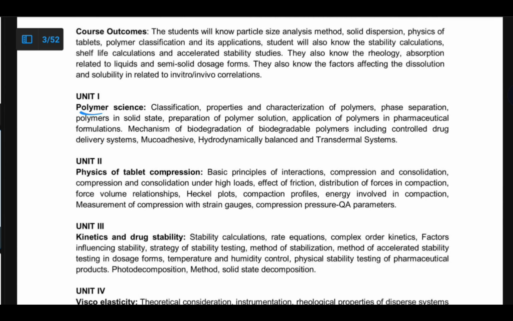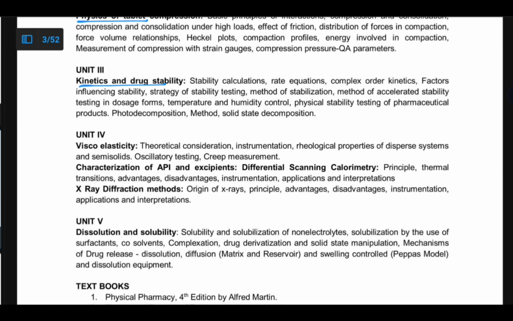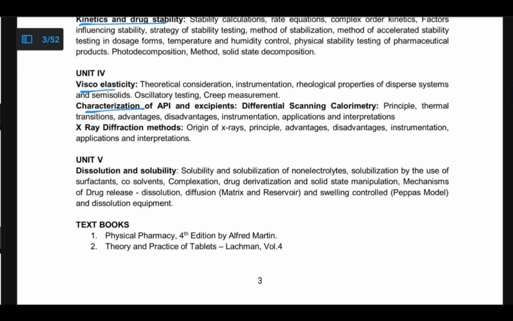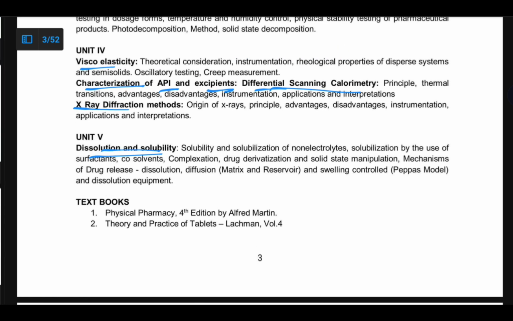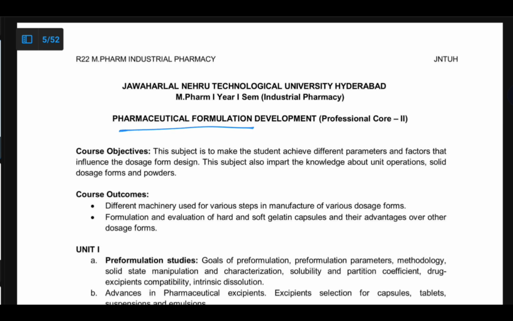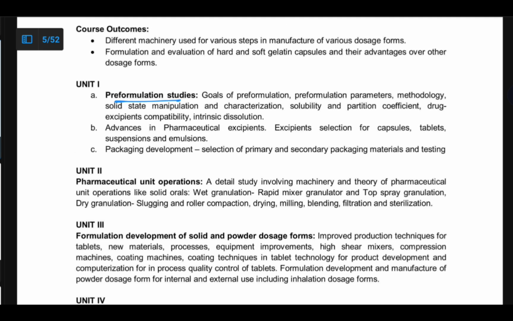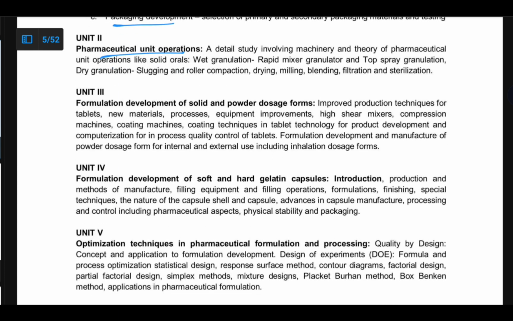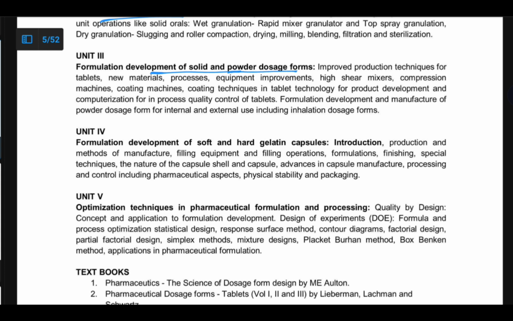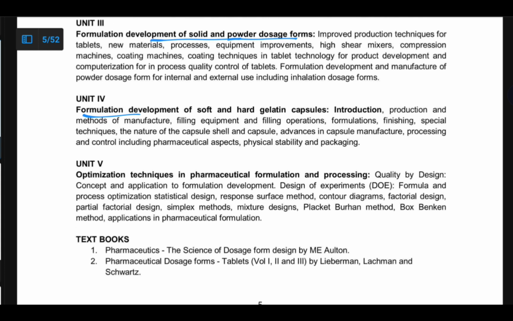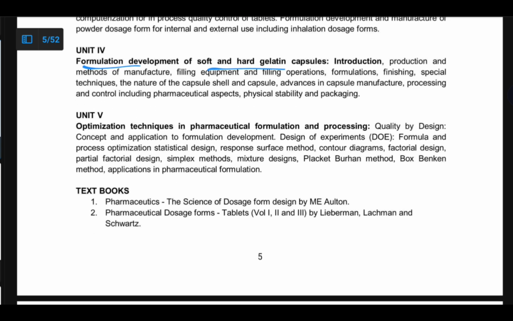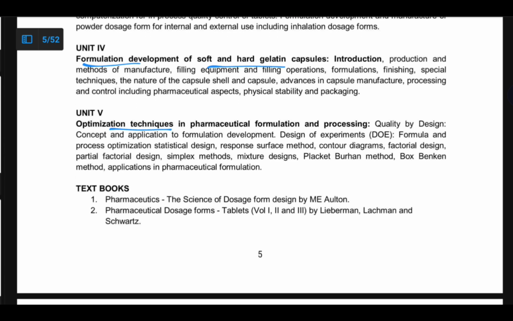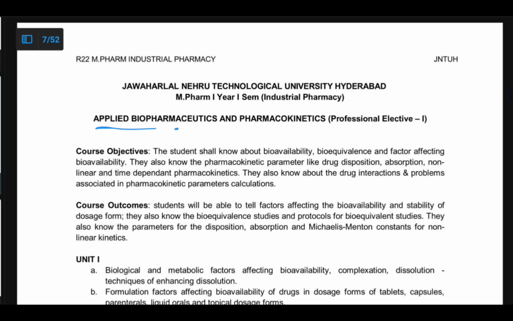In this we have polymer science, physics of tablet compression, kinetics and drug stability, viscoelasticity, characterization of API and excipients, differential scanning calorimetry, X-ray diffraction, dissolution and solubility. Pharmaceutical formulation development. In this we have pre-formulation studies, advances in pharmaceutical excipients, packing development, pharmaceutical unit operations, formulation development of powder dosage form, formulation development of soft and hard gelatin capsules, optimization techniques in pharmaceutical formulations and processing.